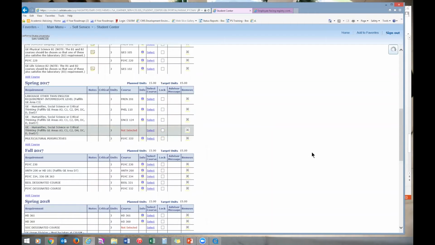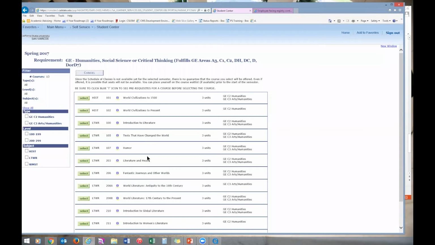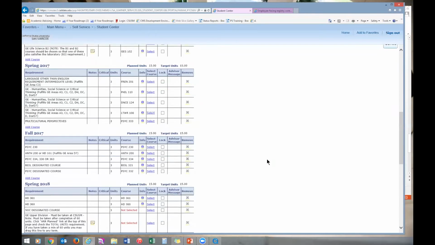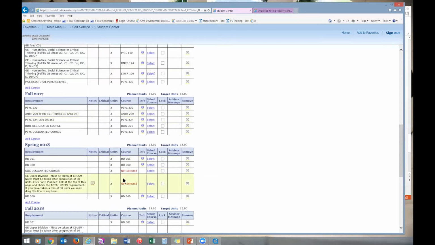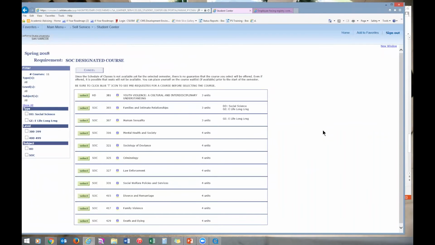Then she clicks the last one, and here's a list of all the courses that she can take for her C2, and she says, okay, I like that one. Any other red boxes? Oh, here we go. Her major wants her to choose a sociology designated course. When she clicks select, these are the courses that she can take.